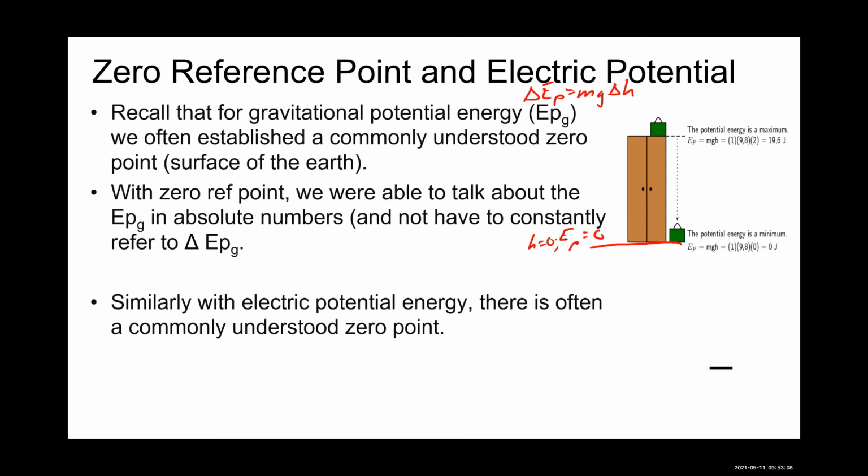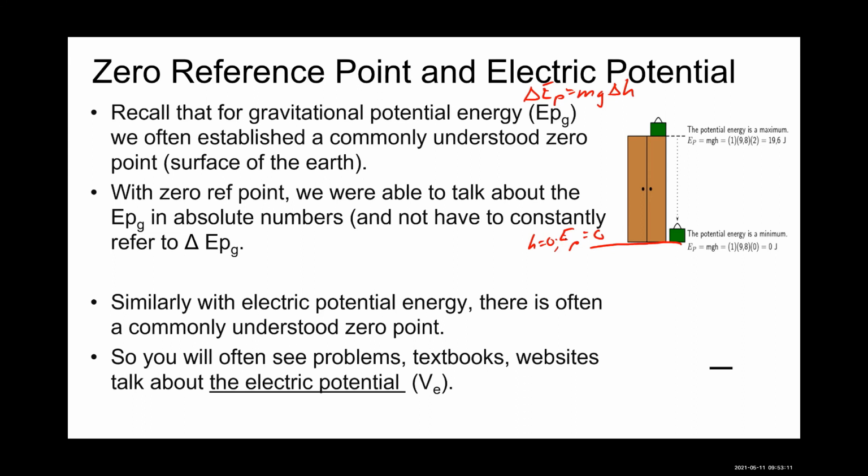Similar idea with electric potential energy. There's a commonly understood 0 point. So you're going to often see problems, textbooks, and websites talk about just the electric potential, and the electric potential equals the potential energy per unit charge. Like a 9-volt battery: the positive terminal has 9 volts of electric potential, because everyone understands the negative terminal is referenced to be 0 volts. So electric potential equals potential energy divided by charge.